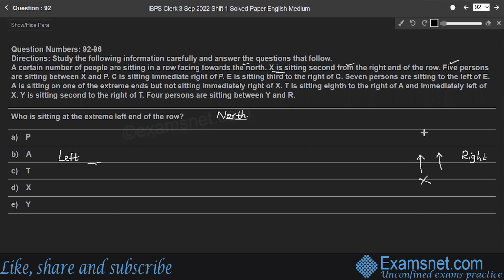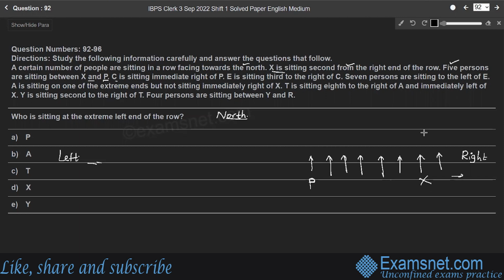And the next point, 5 persons are sitting between X and P. So 5 persons are sitting between X and P, which means to the left of X, because there is only one person to the right of X. Therefore, with 5 persons between X and P, the position of P is here, right?